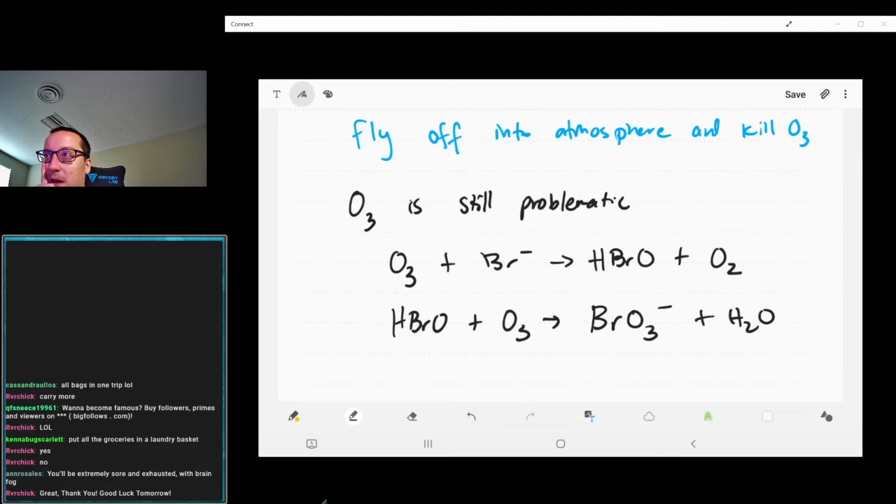And that's problematic for a number of reasons. We probably also get oxygen in this as well, maybe. Yeah, I think if we want to balance things out.